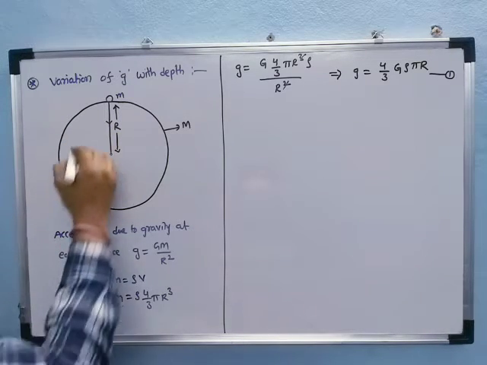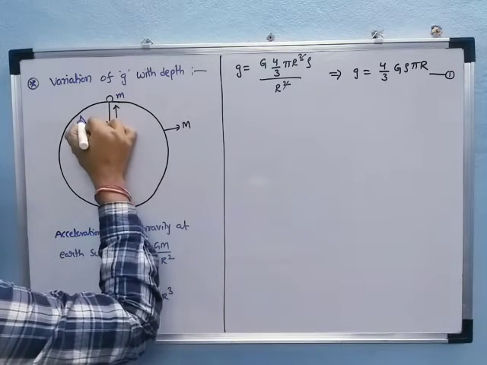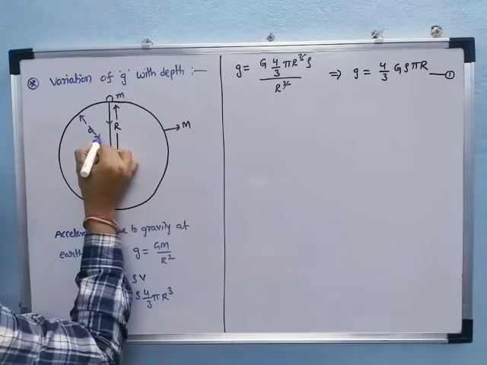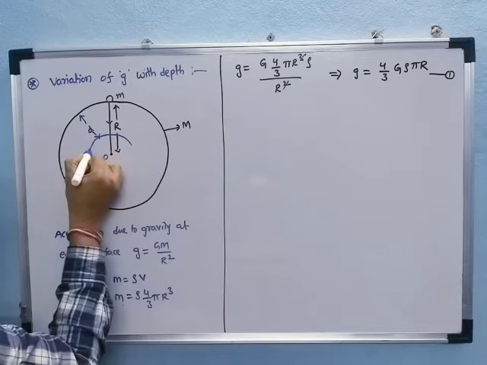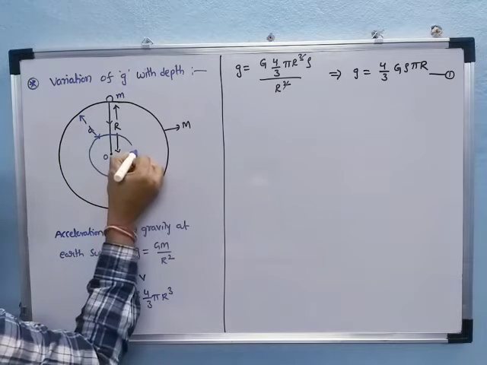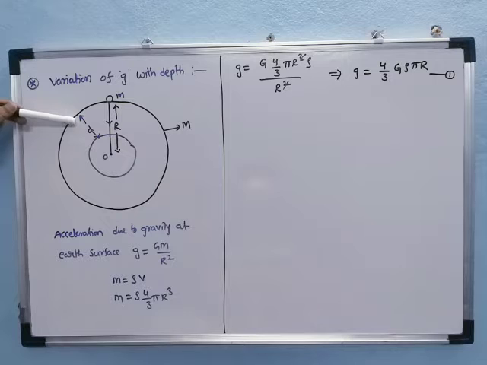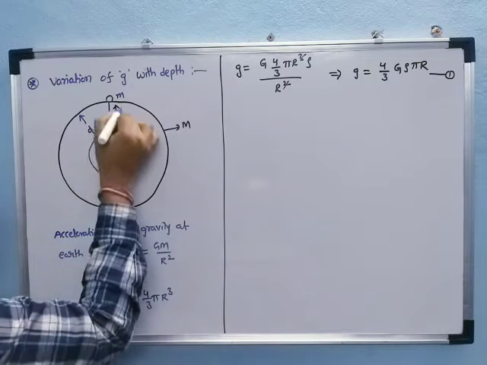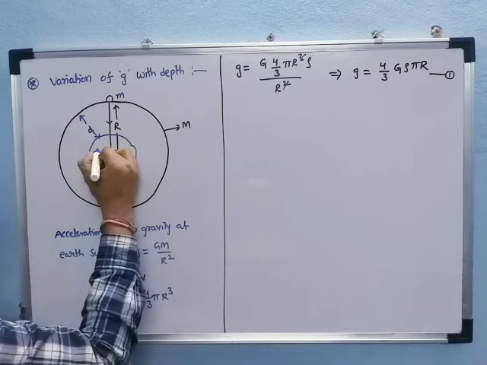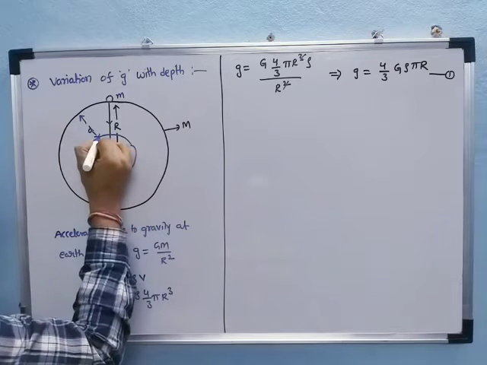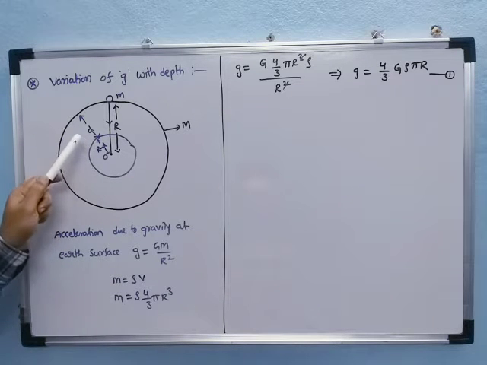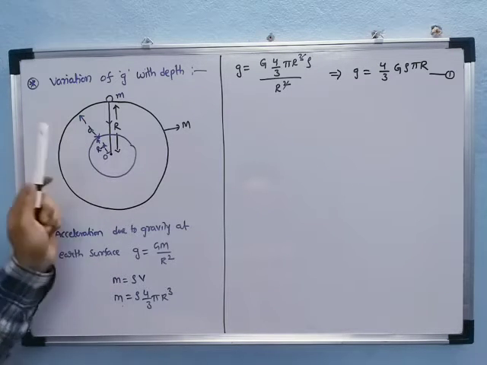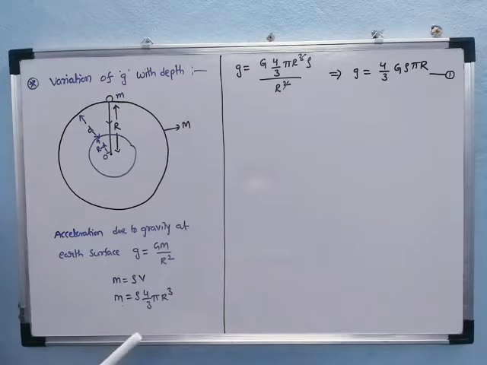Now this object is moving inside of the earth, and it has traveled a distance of d. Here is the position, and we can draw a circle. This is also the center. The distance d can be traveled, and the remaining distance is R minus d, where R is the total radius. Now we can find the acceleration due to gravity at depth, after traveling distance d.